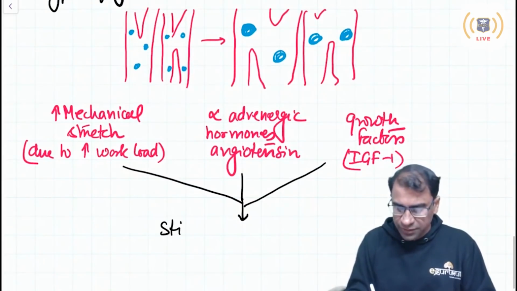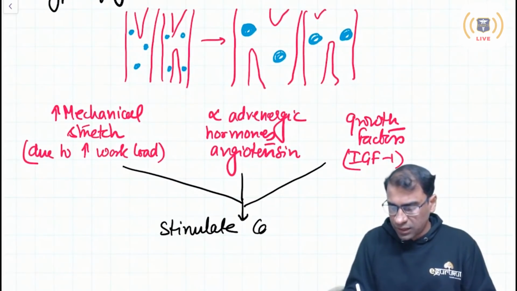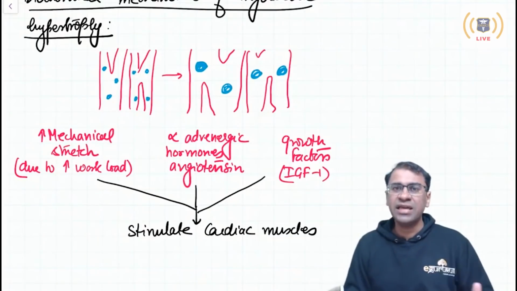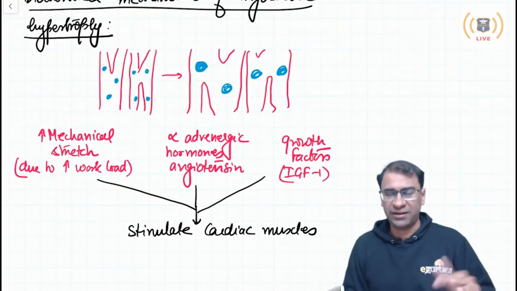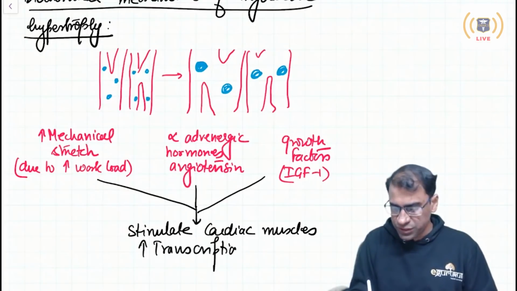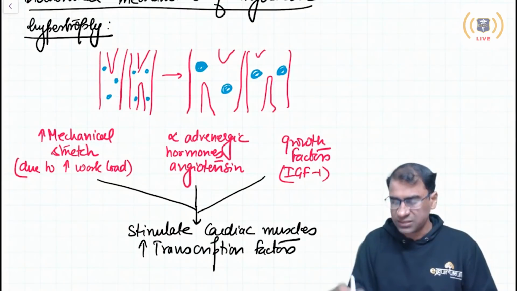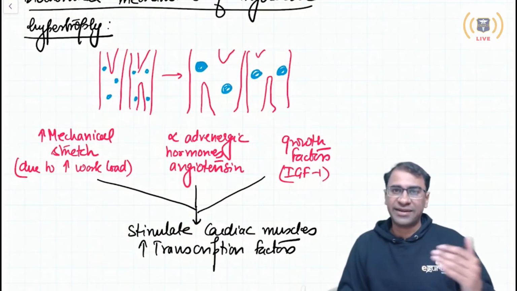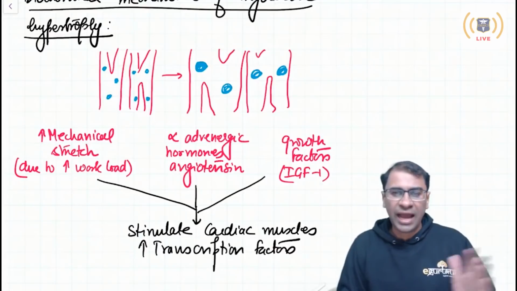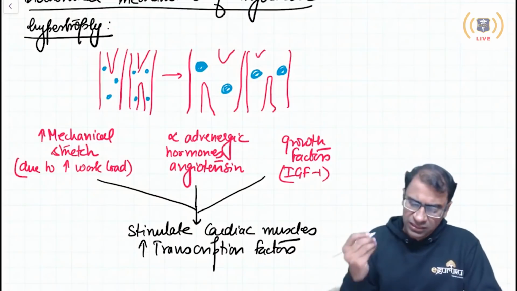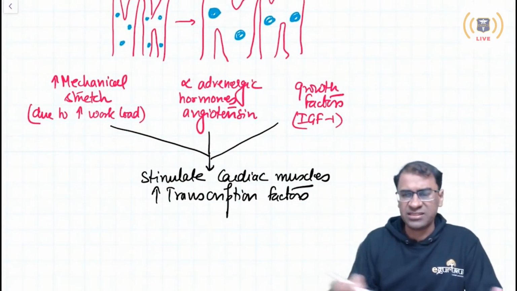So when they stimulate the cardiac muscles repeatedly, the cardiac muscle has increased transcription factors. For example, there are factors like GATA, NFAT, and MEF2. There are some transcription factors. I don't think that you need the detail of this. This is the short form here. I'll discuss these in detail separately also.